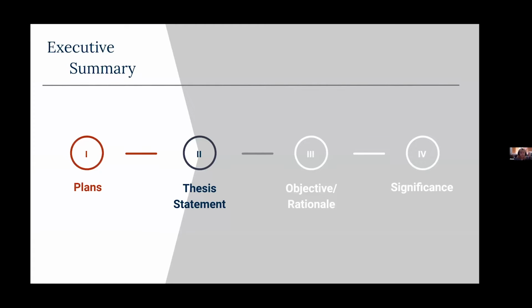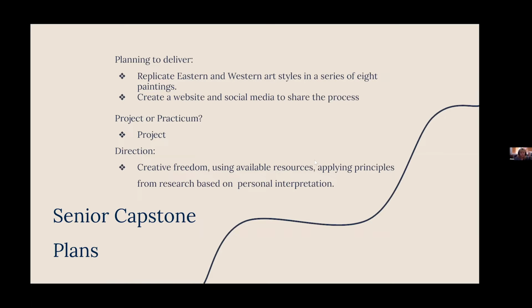So for my executive summary, I'm going to be going through the plans, the thesis statement, the objective, and the significance of my project. So for my deliverable, I decided that I want to deliver a series of 8 paintings replicating Eastern and Western art styles. And I will be creating a website and social media page to share each step of the process going through it.